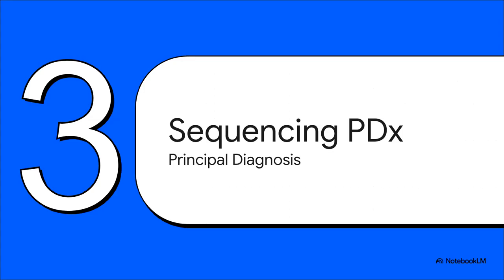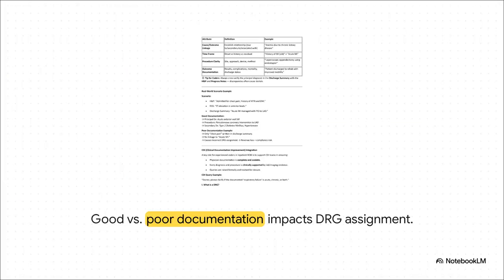All right, Section 3, Sequencing the Principal Diagnosis. Let's talk about some detective work. We have to look at the difference between the rules and the reality in a hospital record. Vague documentation is a massive problem. Imagine a physician just writing chest pain in a discharge summary when the patient actually had a full-blown heart attack. That leads to incorrect, lower-weighted DRG assignment and some serious compliance risks.